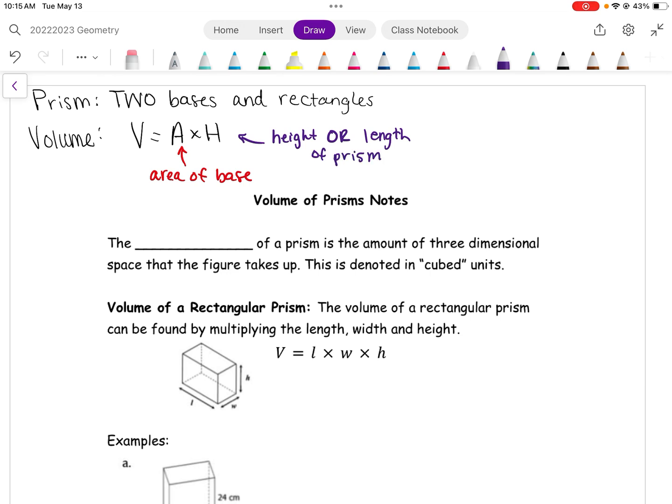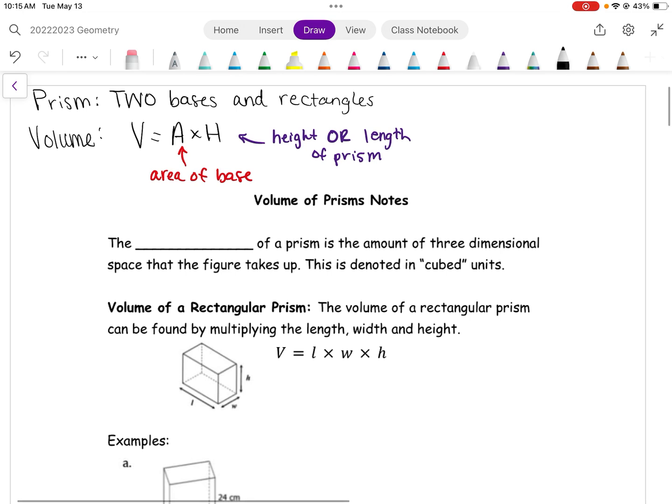I'm saying height or length because it's important to realize if your base is not always on the bottom, that means sometimes your prism is laying on its side. And if your prism is laying on its side, then the height might not be up and down. It might actually serve as the length. So we'll talk about that as we go, but that is super important to know: a prism has two bases and you have to know what those bases are.